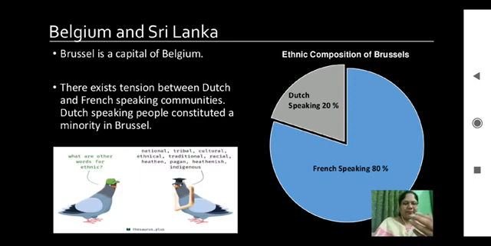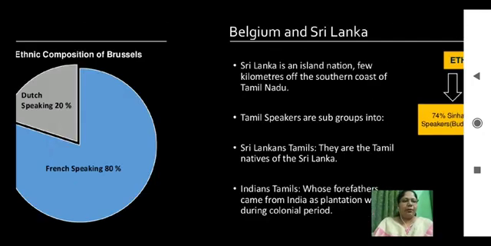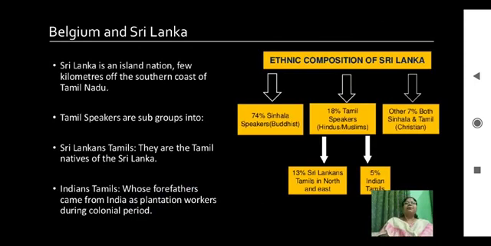So now there is one more conclusion on our screen which we can read easily. There exists tension between Dutch and French speaking communities. Dutch speaking people constituted a minority in Brussels. The two pigeons there are discussing something which can be later looked upon. Now we come to Sri Lanka. So Belgium, we have understood what was majority in the whole country is minority in the capital city, and thus they are suffering. They did not get enough opportunities for development.